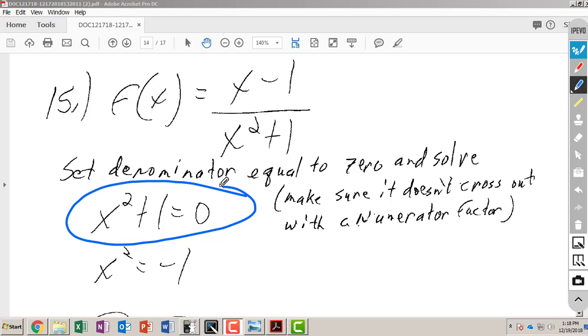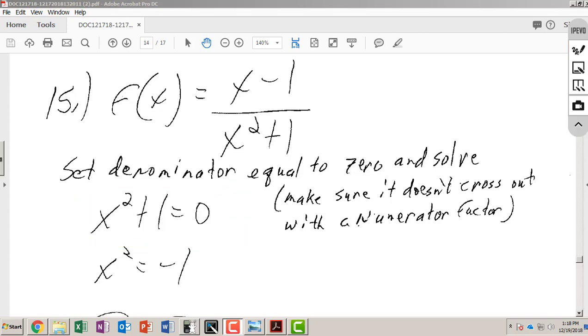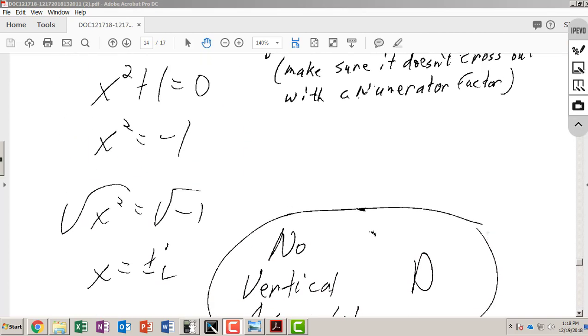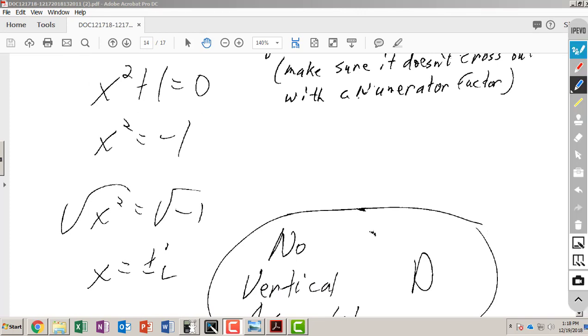So there is no numerator factor that it crosses out with. So I can go ahead and solve x squared plus 1 equal to 0. When I solve this, notice I subtract 1 from both sides, so I get x squared equals negative 1. Then I'm going to take the square root of both sides, and I get x equals plus minus i.